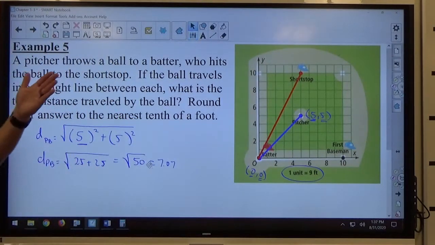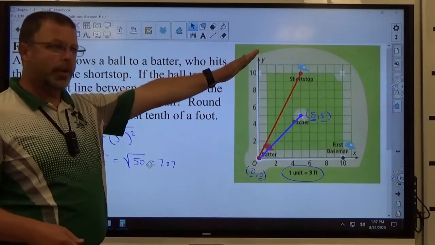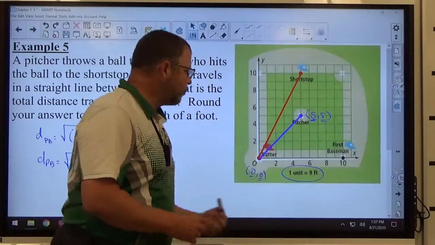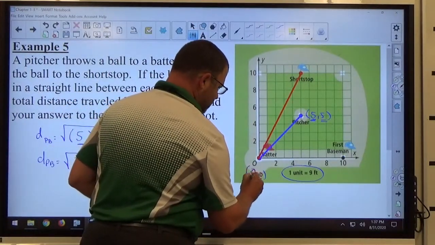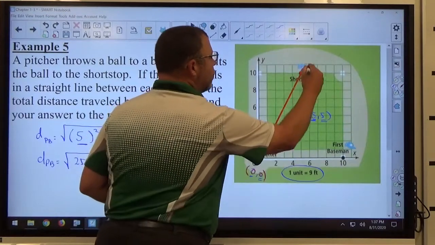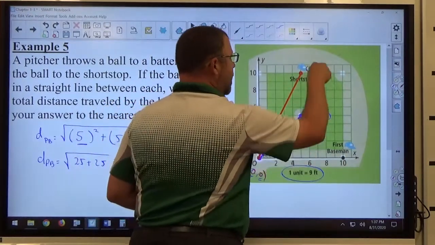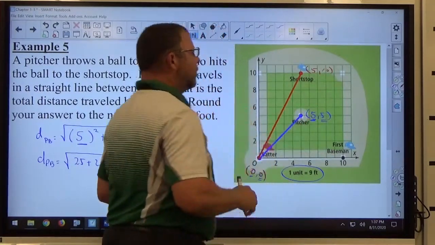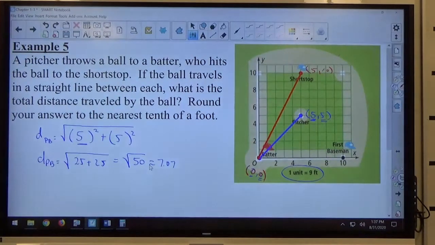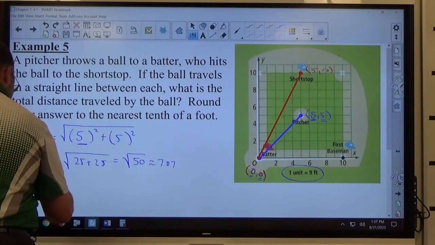Now the pitch comes to the batter, and the batter swings and hits it to the shortstop, also on a straight line. The path the ball is traveling starts at 0, 0, and ends up here at the shortstop. When we look at the coordinates of the shortstop, we're going 5 right and 10 up. So 5, 10 is the position of the shortstop. So now I'm looking for the distance from the batter to the shortstop.